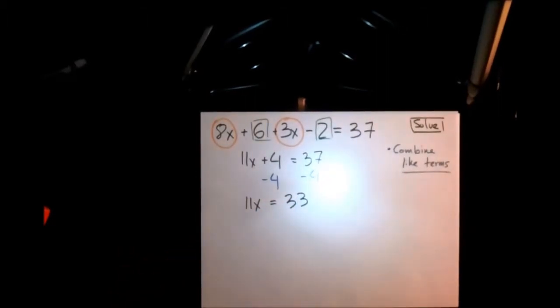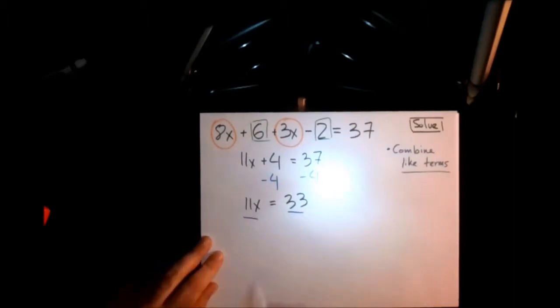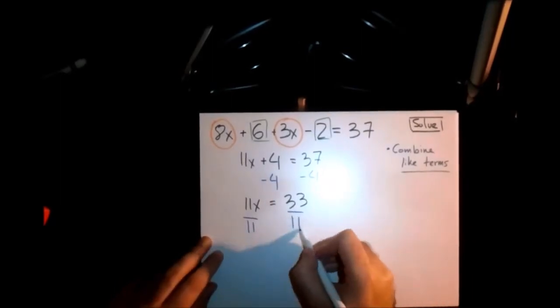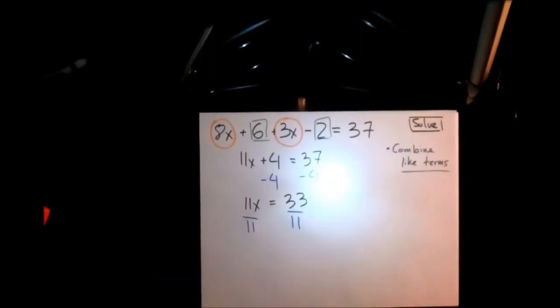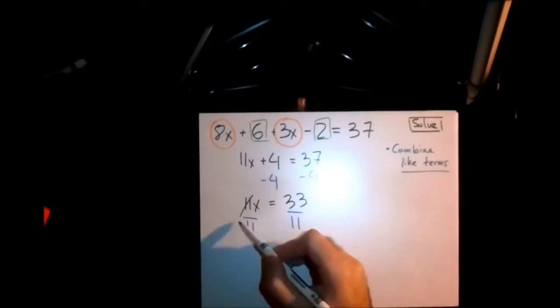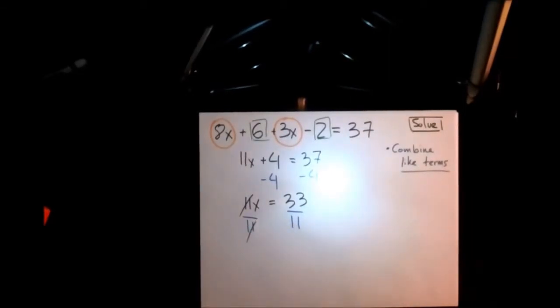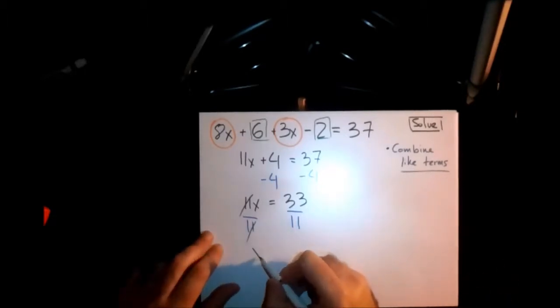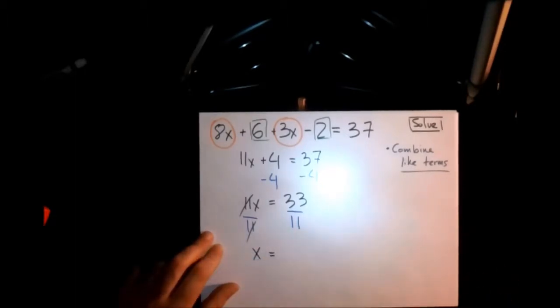Alright, perfect. Now we have one step to go. Our variable, the x, is still not isolated, still not alone. How do I get it to be alone? Get rid of this. It's times 11. What's the opposite of being multiplied by 11? Divide by 11. On both sides, of course. So 11 divided by 11, that's just 1. Identity property, we don't have to worry about it. So now on the left side, we just have an x. What's 33 divided by 11?